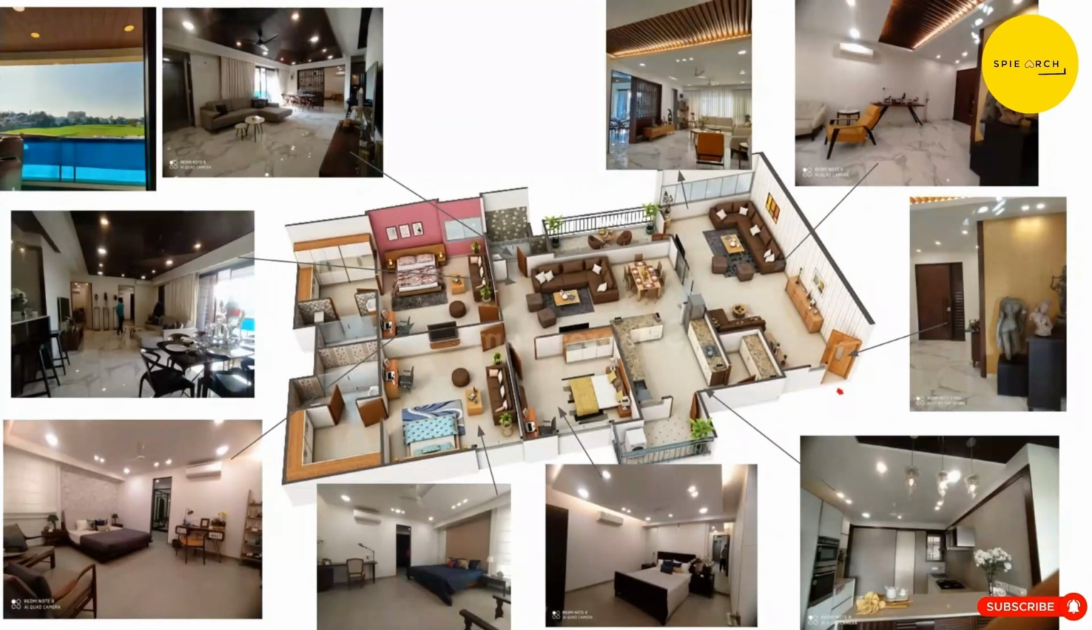We were fortunate enough to go inside and visit these apartments. These are the pictures from each and every place over there: the living room, the family room, kitchen, dining, 3 bedrooms, attached toilets and washrooms. Next.